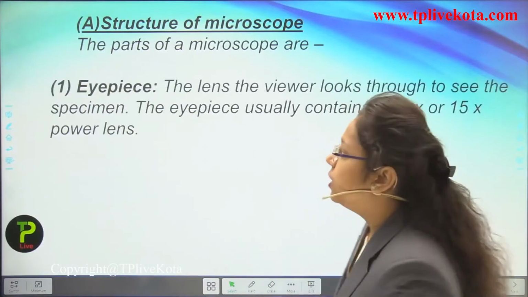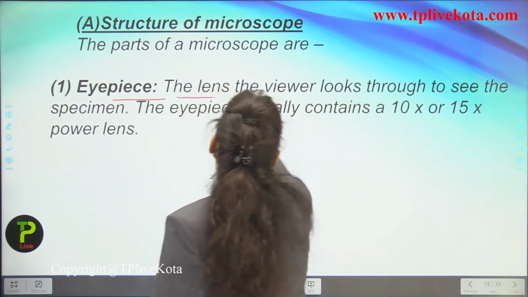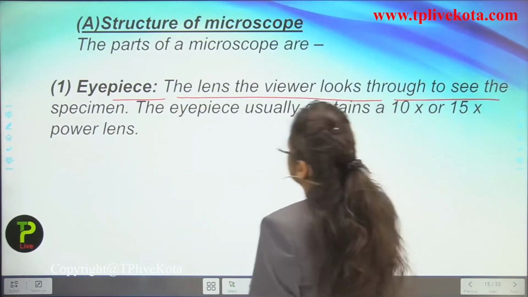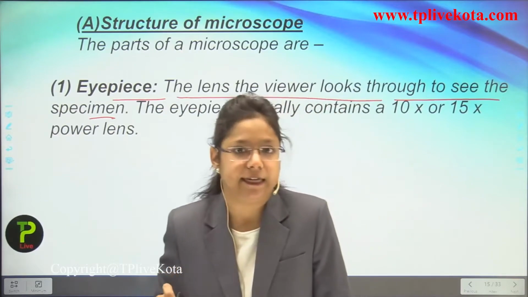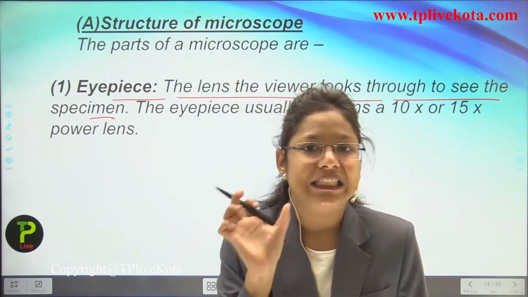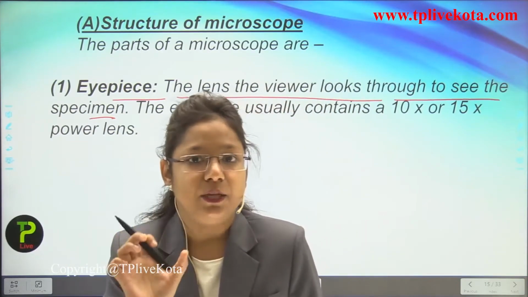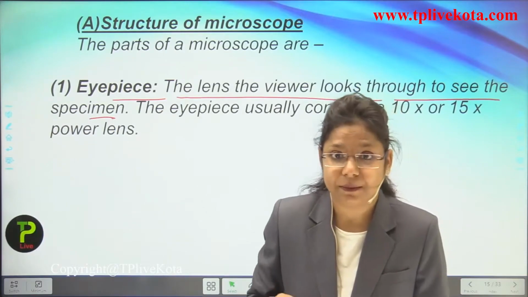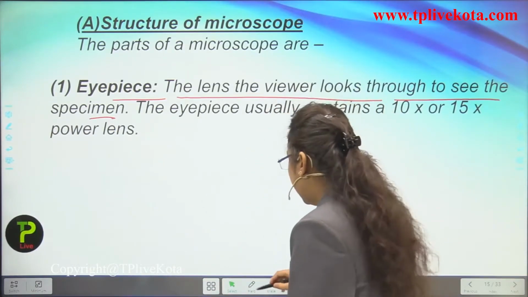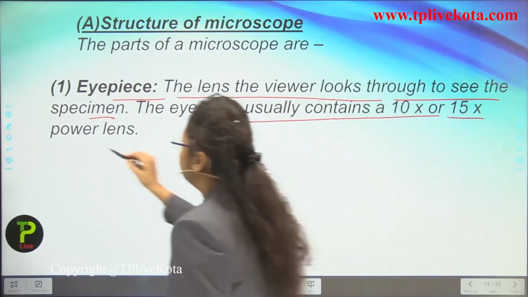Okay, so the first part is the eyepiece. What is the eyepiece? The lens the viewer looks through to see the specimen. Now what is a specimen, students? First you have to understand this thing. The glass slide which you are preparing, you are putting a cell on it and then observing it under the microscope. This is known as the specimen.